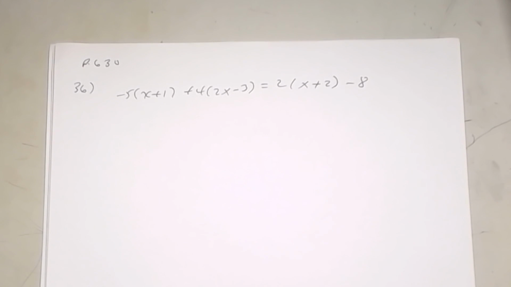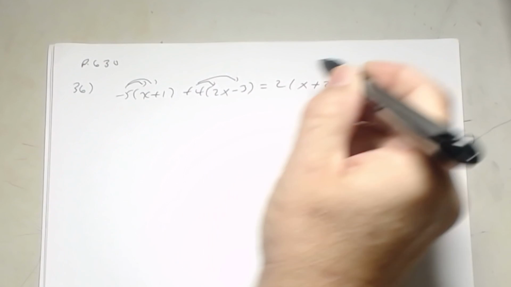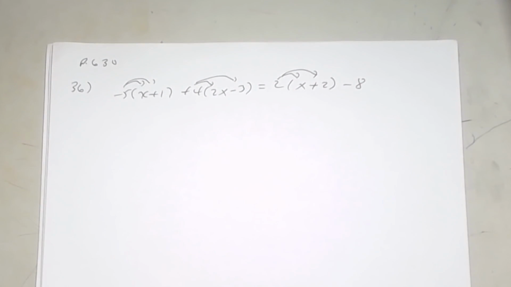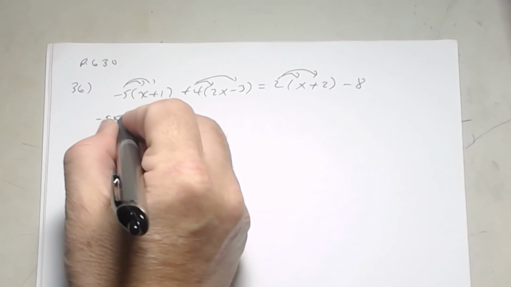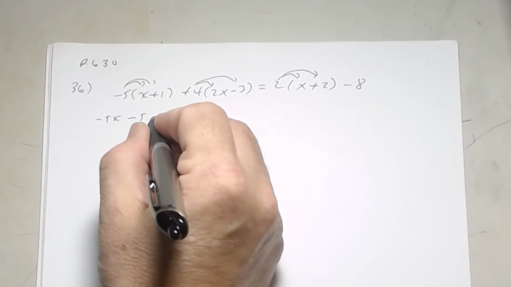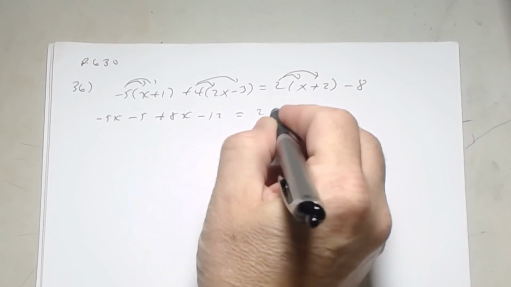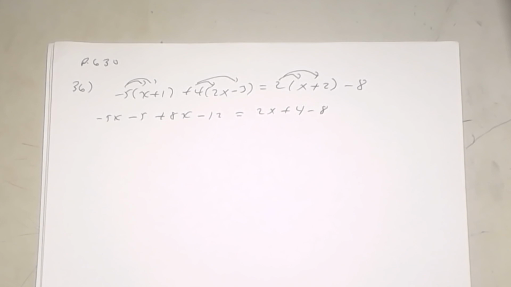What's the first thing you're going to do? How many times are you going to use distributive property? 3. So you're going to distribute the negative 5, you're going to distribute the 4, and you're going to distribute the 2. So on your test, if you want all your points, what's going to be that next statement you're going to write? Tell me what to put down. Very good. That's what you're going to write.